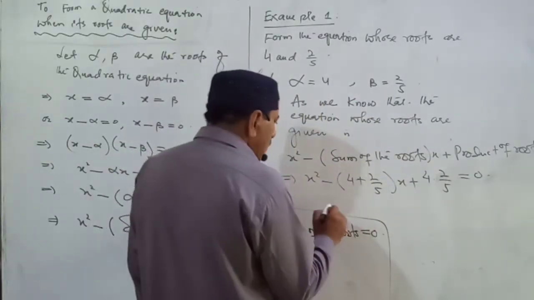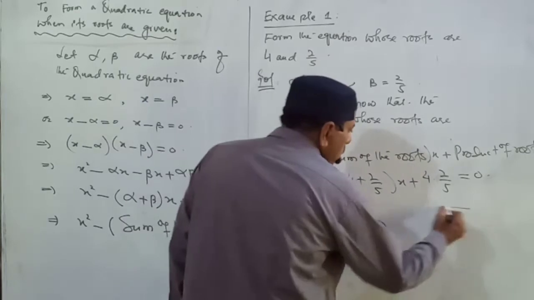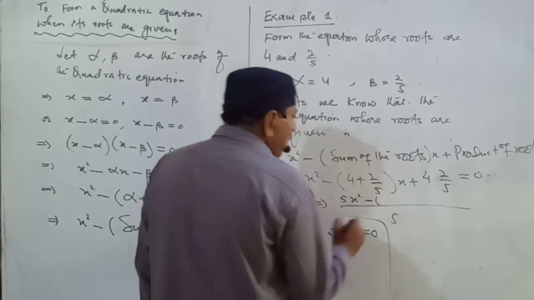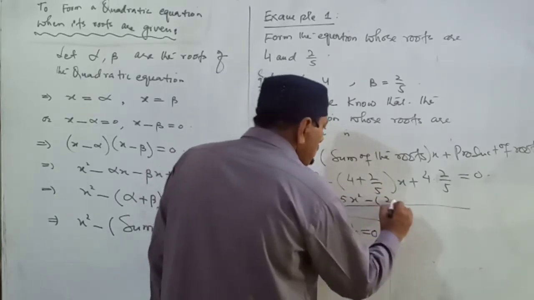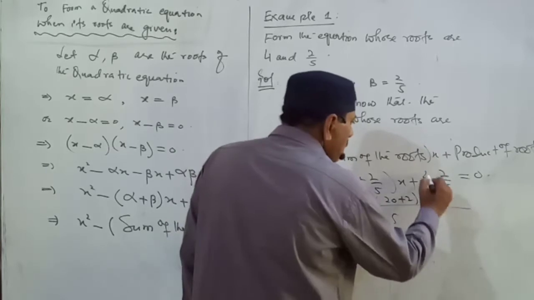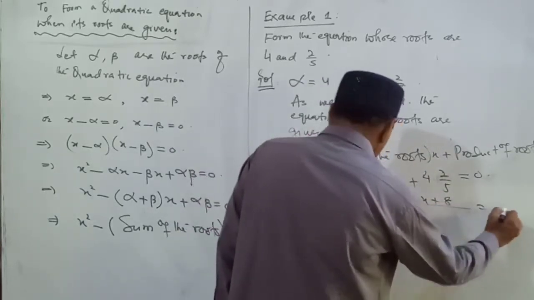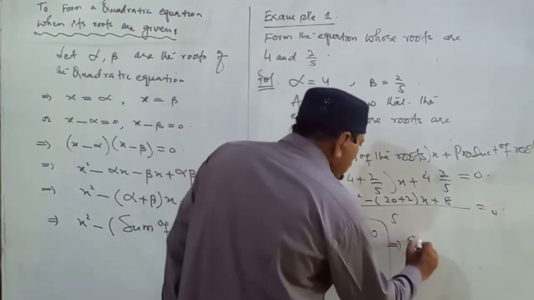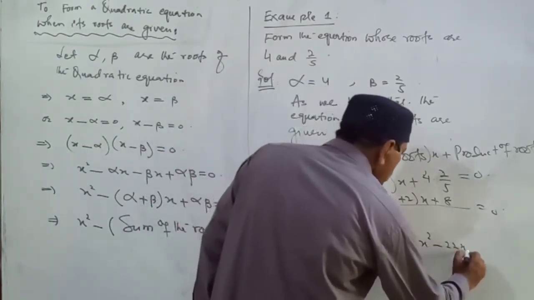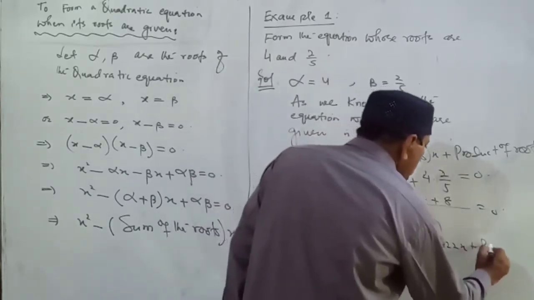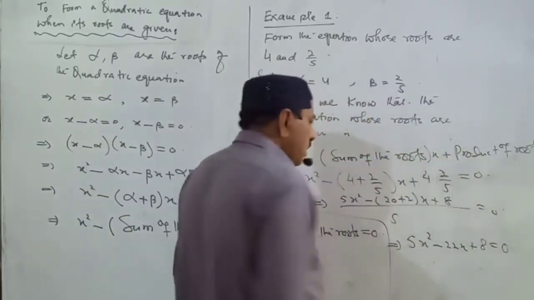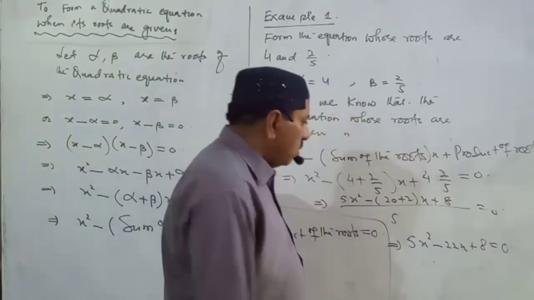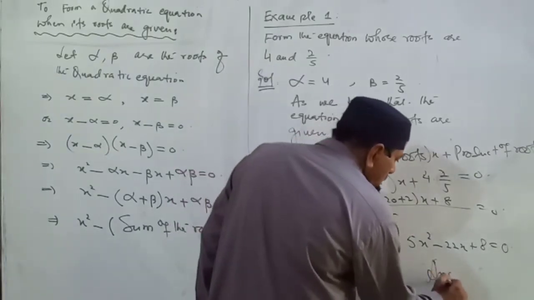Here 5 is the LCM. So this will be 5x square minus (5 fours are 20, plus 2) x plus 2 fours are 8 is equal to 0. So this will be 5x square minus 22x plus 8 is equal to 0. 5 shifted to the other side will be multiplied with 0, and the result is also 0. So this is the required equation.